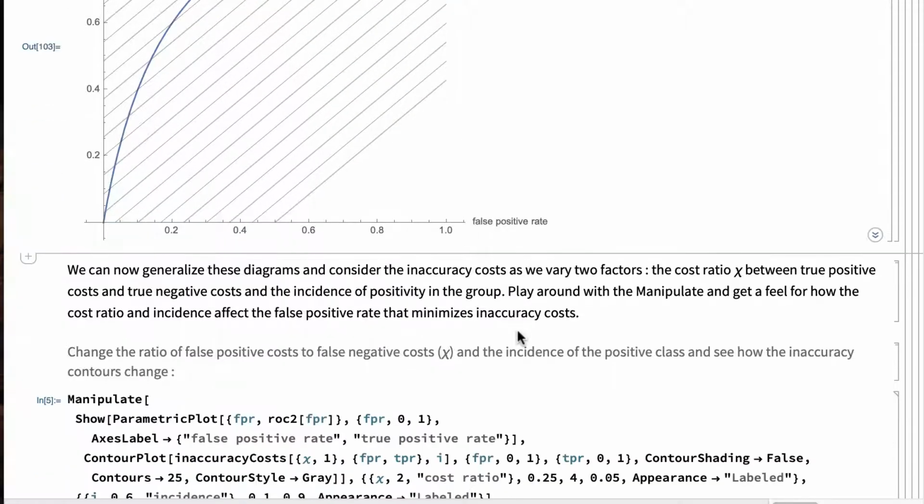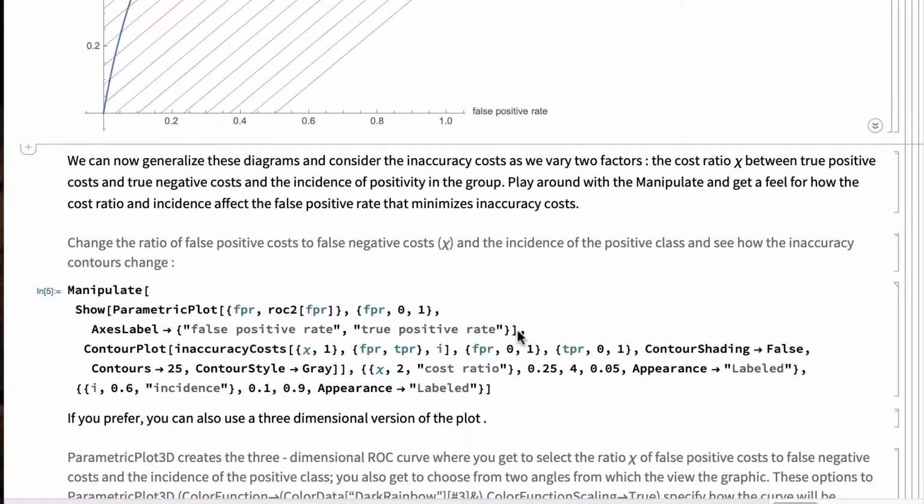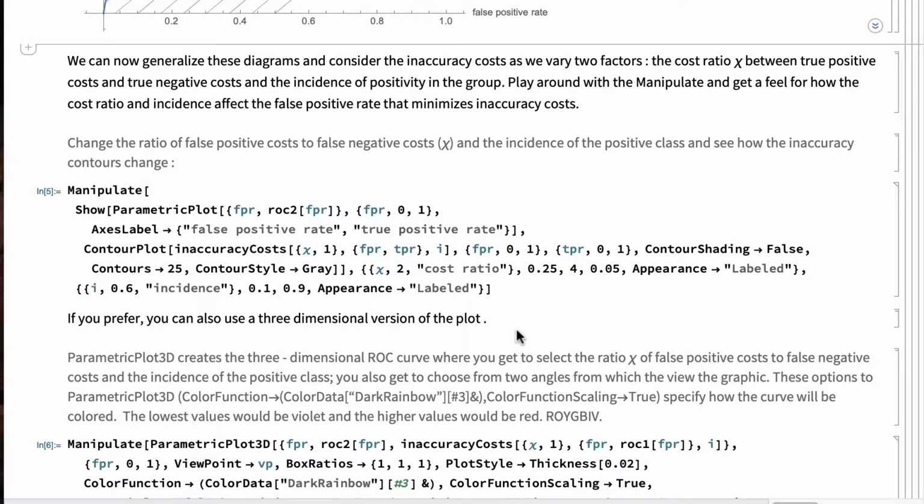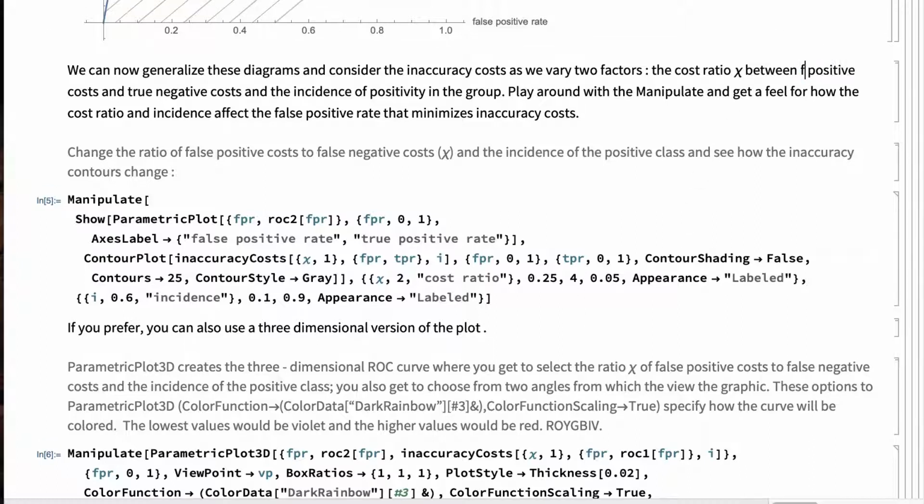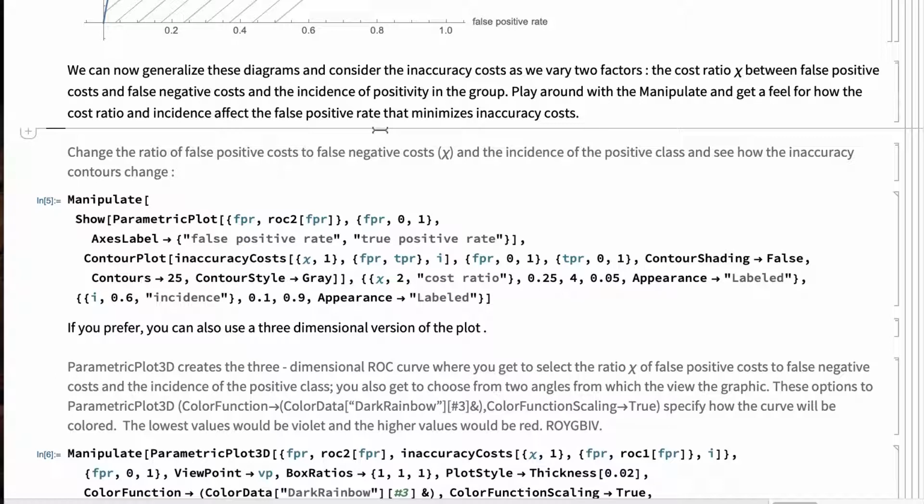Okay, so let's generalize these diagrams and consider the inaccuracy costs as we vary 2 factors. Factor one is we're going to vary the cost ratio. That's the ratio between the cost of a false positive and the cost of a false negative. And I'm also going to vary the incidence of positivity in the group. So let's save that change.